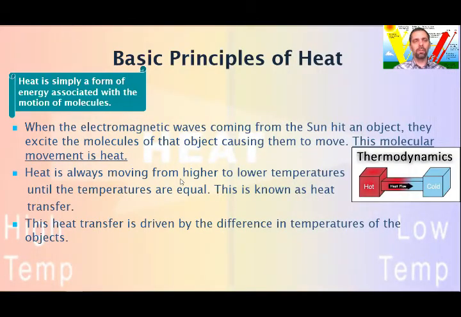Basic principles of heat. What is heat actually? Heat is simply a form of energy associated with the motion of molecules. When the electromagnetic waves coming from the sun hit an object, they excite the molecules of the object, causing them to move. This molecular movement is heat.